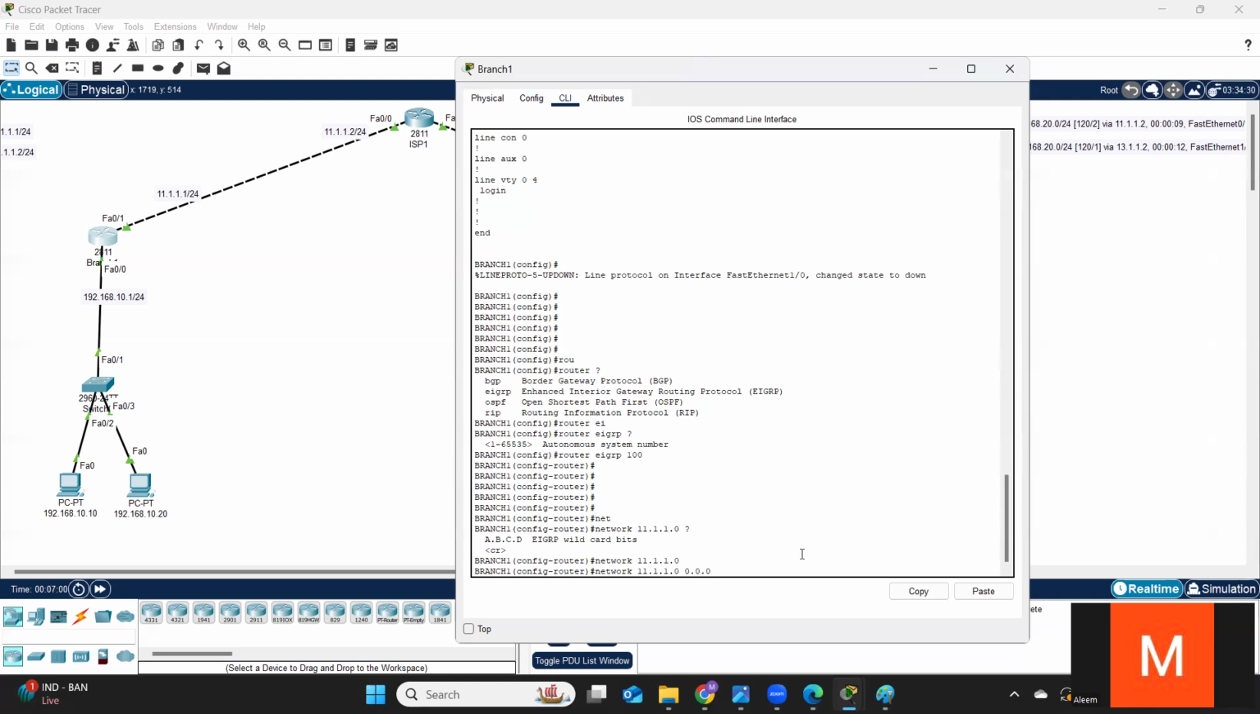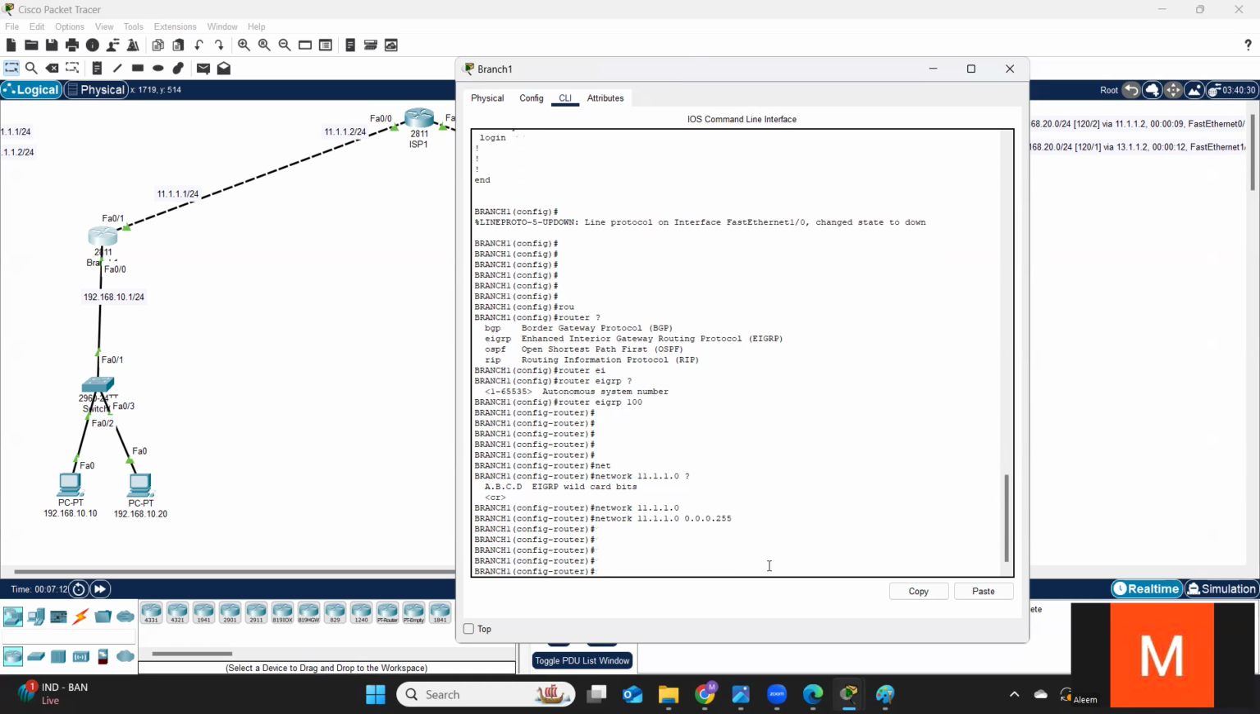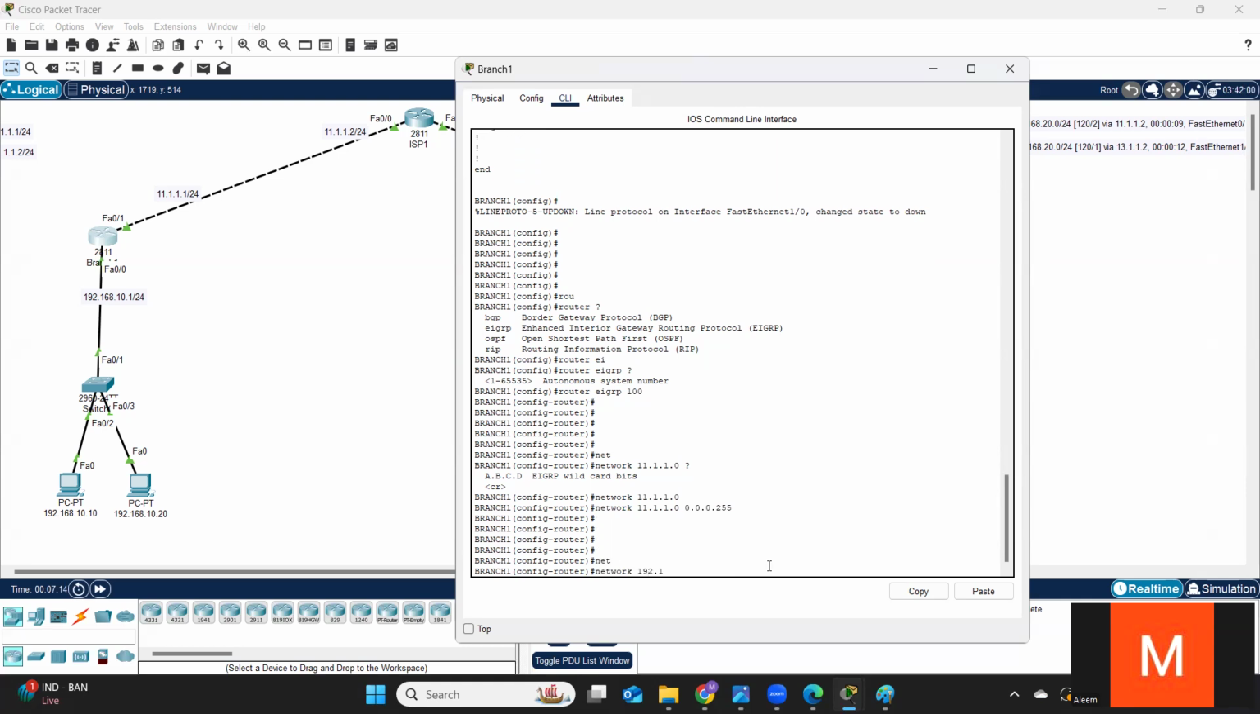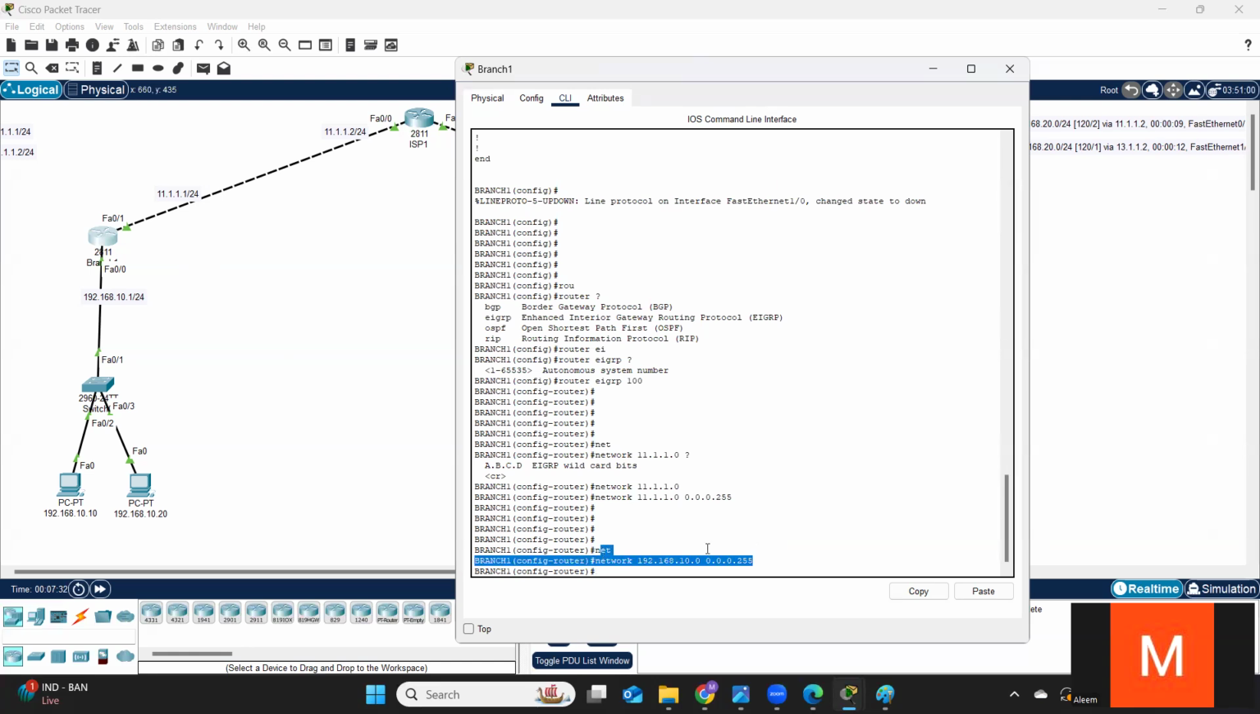So 0.0.0.255. It means these three octets are network bits and this one is the host bit. Just hit enter. Apart from that, one more network we will advertise, the LAN prefix 192.168.10.0, with its wildcard mask. The EIGRP convergence is very fast. So that much only I have configured. The configuration part is also very easy compared to OSPF. The topology configuration is very easy. Just that much, we configure the entire thing.